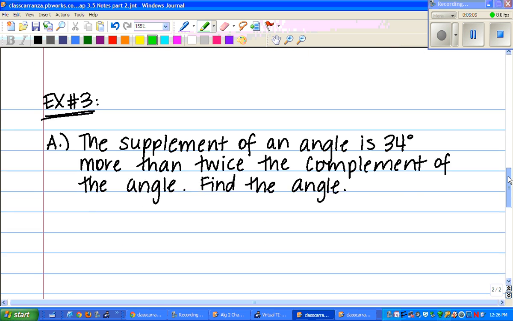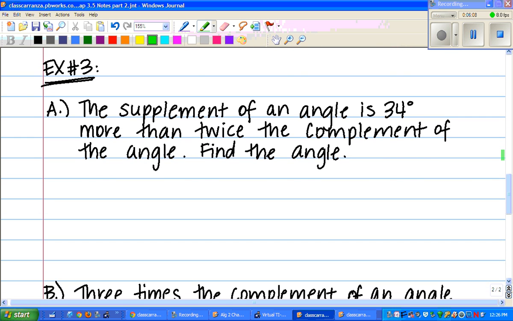All right, let's go ahead and flip it over. Now we're going to start dealing with some word problems, okay? Let's go ahead and read this and see what it says. It says the supplement of an angle is 34 degrees more than twice the complement of the angle. Now, we talked about on the other side that supplement equals 180 minus x and complement equals, oh, not 90, 90 minus x, okay?